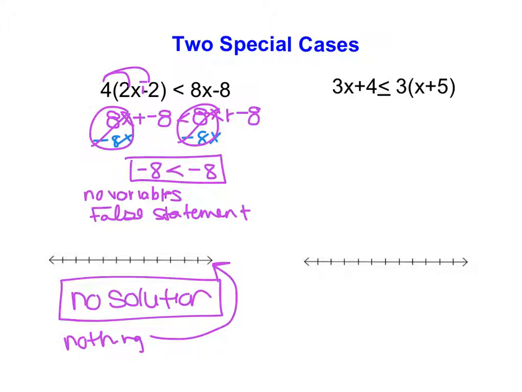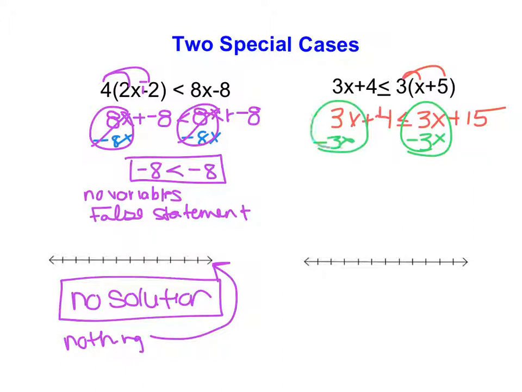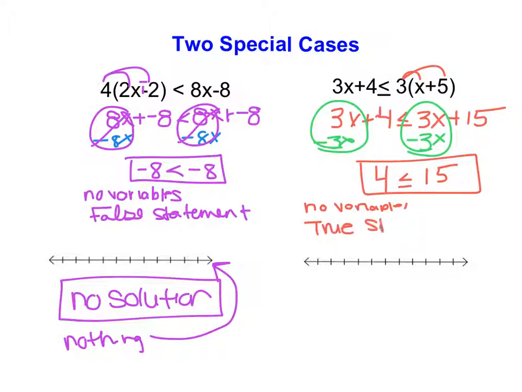All right, if we then look over at the second example, we're going to start by using the distributive property. So we have 3x plus 4 is less than or equal to 3x plus 15. We then want to get our variables together, so we're going to subtract 3x from each side. And what we notice happen is that the variables undo each other here as well, and we're left with a statement of 4 is less than or equal to 15. So essentially here we have no variables, and we're left with this statement, 4 is less than or equal to 15, which is a true statement.